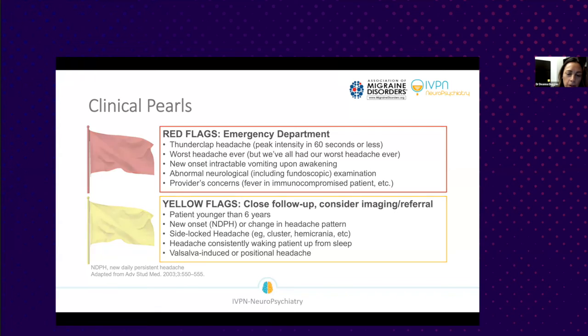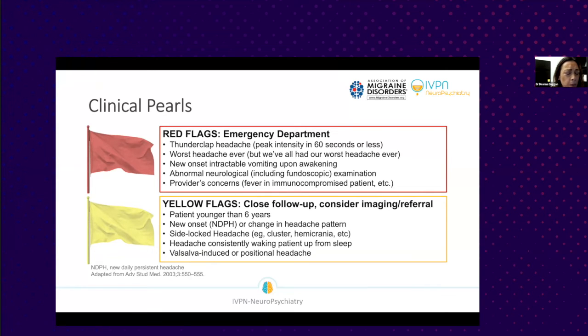Yellow flags are, well, we're concerned, but we're comfortable that we may, with close follow-up, order an evaluation as an outpatient, specifically thinking about imaging or referrals to other providers, maybe ophthalmology. So a patient younger than 6 years of age, a new onset or new daily persistent headache, change in headache pattern.